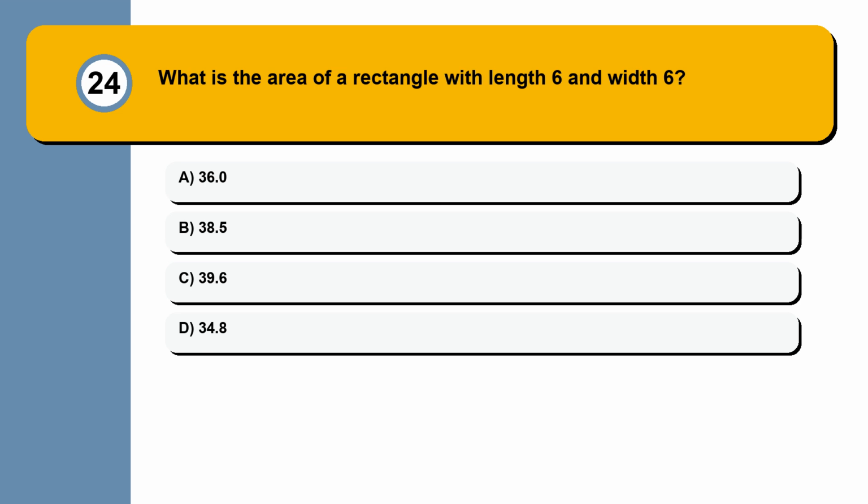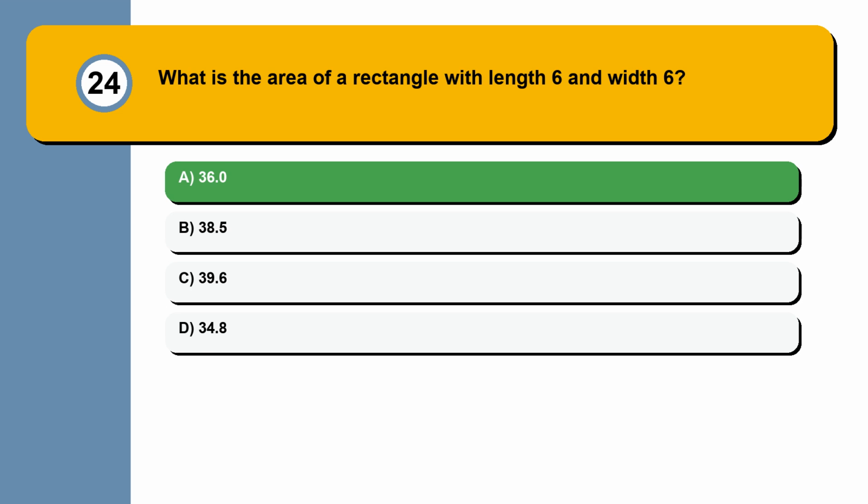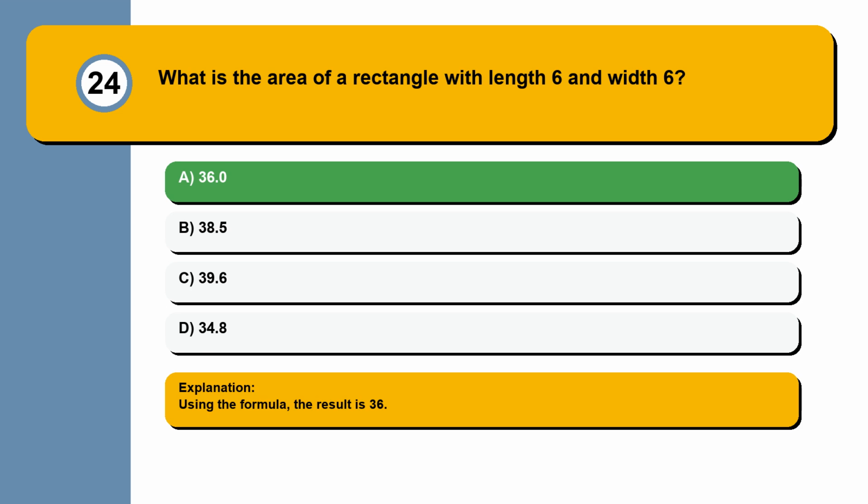Question 24. What is the area of a rectangle with length 6 and width 6? 36, 38.5, 39.6, 34.8. Using the formula, the result is 36.